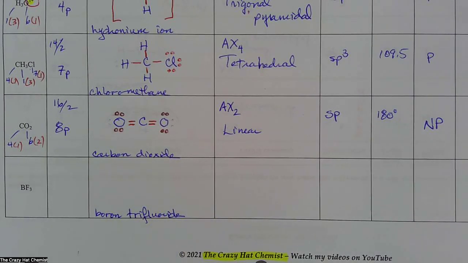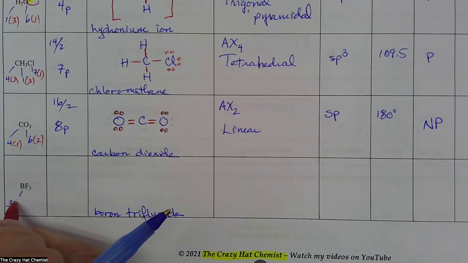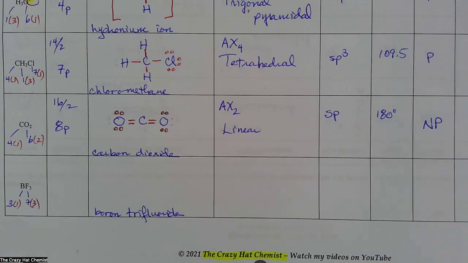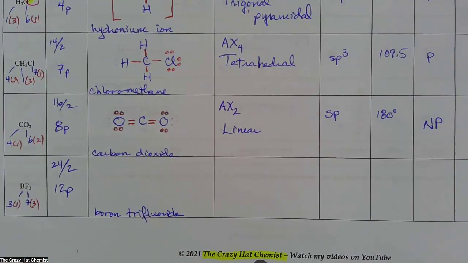As a binary non-metal compound, BF3: boron has 3 valence electrons. There is 1 boron, and fluorine has 7 valence electrons, of which there are 3. So that's 24 electrons. Divide by 2, that's 12 pairs. All right, here we go.